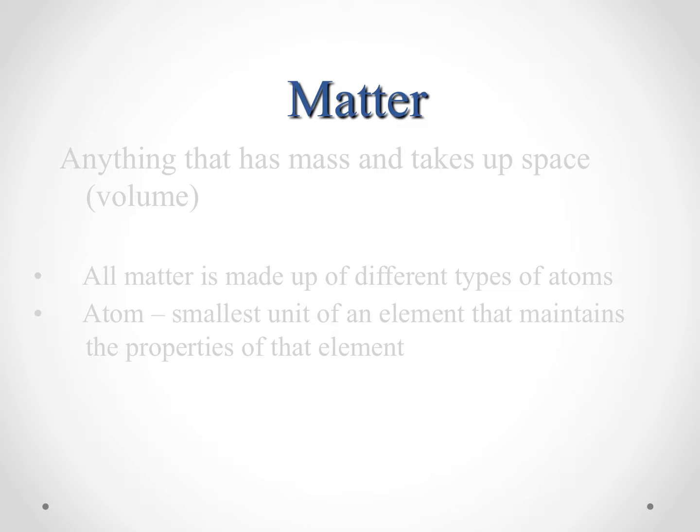And we know from previous knowledge that matter is made up of atoms. And an atom, which is one of your words, is the smallest unit of an element that has all the properties of that element. It's the smallest piece of that element that exists. It's called an atom.